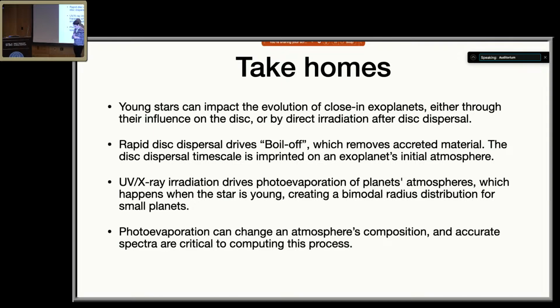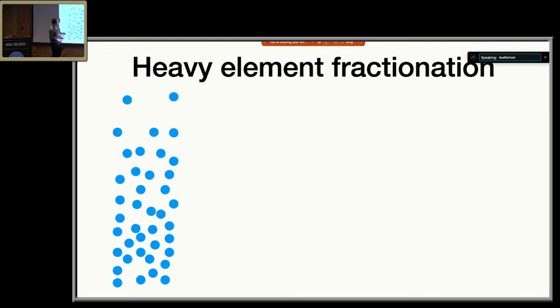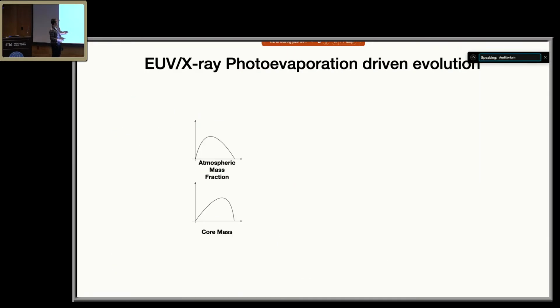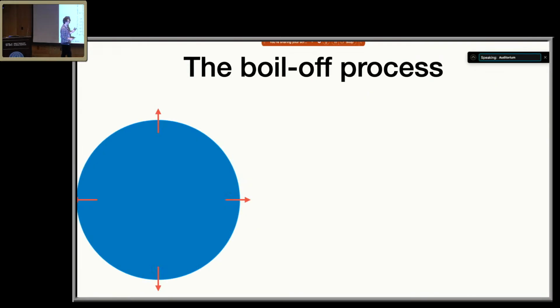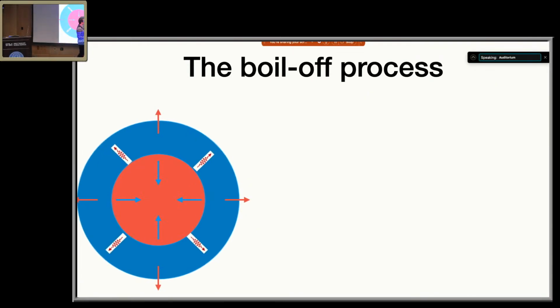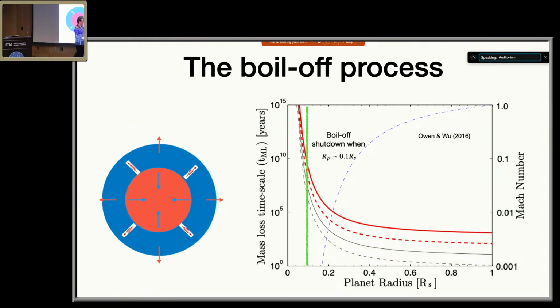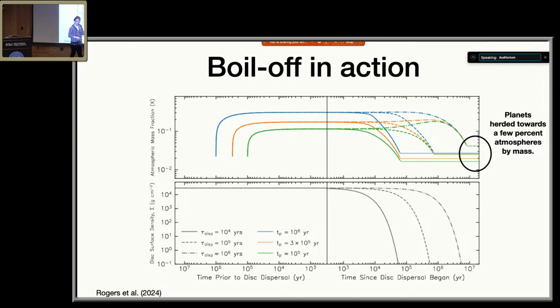Yeah, so as I showed in that plot, the disk dispersal timescale critically sets how much atmosphere you lose. And obviously if you change the UV properties or the X-ray properties of the star, you will change the properties of the winds driven by the star, and you'll change the disk dispersal process, and then you'll change how efficient this is.